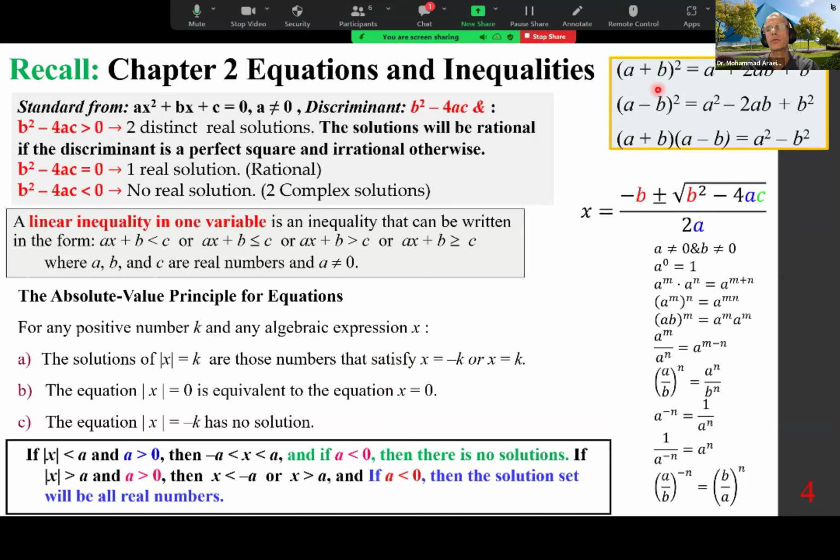Some of the identities we remember: (A plus B) squared is A squared plus 2AB plus B squared. (A minus B) squared is A squared minus 2AB plus B squared. (A plus B) times (A minus B) is A squared minus B squared.